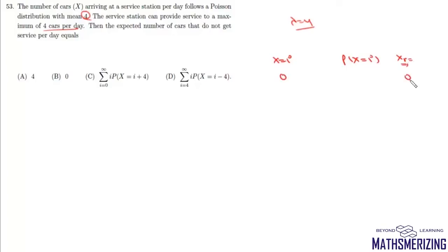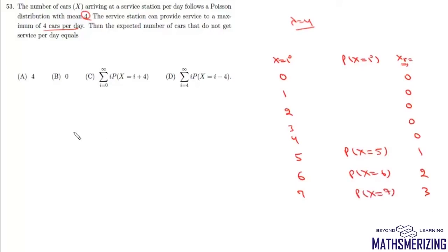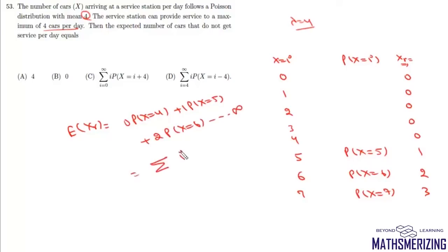If i is 0, then XR is 0. If i is 1, then again it is 0. So if it is 0, 1, 2, 3, 4, then the number of returned cars will be simply 0. But when we have more than 4 cars, 5 means 1 will be returned, for 6 it will be 2, for 7 it will be 3, and then we have their corresponding probabilities: probability X equals 5, probability X equals 6, probability X equals 7. So we can write the expected number of returned cars as 0 into P(X equals 4) plus 1 into P(X equals 5) plus 2 into probability X equals 6, and it goes up to infinity, which we can write as the sum of i into P(X equals i plus 4), where i varies from 0 to infinity, and that's your option number C.